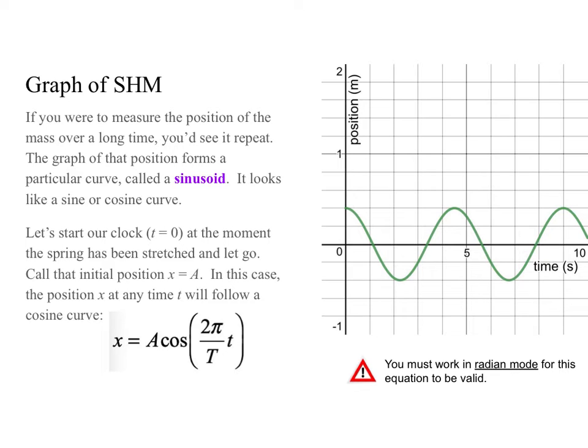Let's start our clock, which is t equals 0, at the moment the spring has been stretched and let go from rest. Call that position x equals A. In this case, the position x at any time t will follow a cosine curve. x is A times cosine of 2 pi over the period times the clock time. This equation only works if you're in radian mode. That's what the 2 pi there is doing. The period of cosine is 2 pi. You could make this work by saying 360 degrees over T, but that's clunky and not really great for calculus reasons. So stick with radian mode and 2 pi.